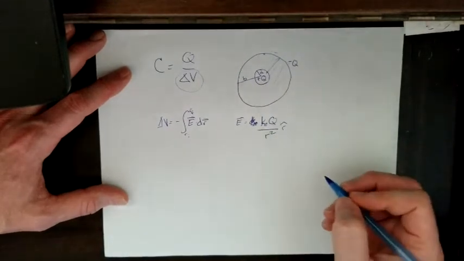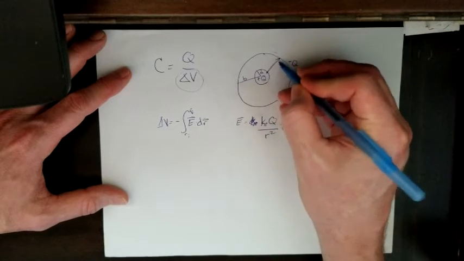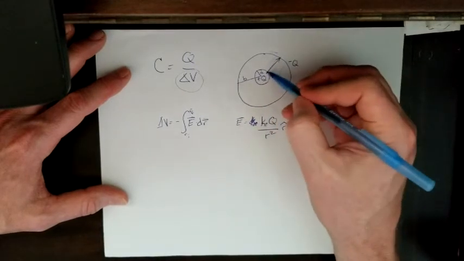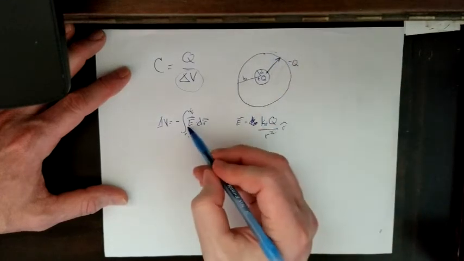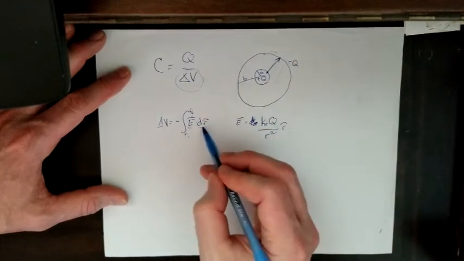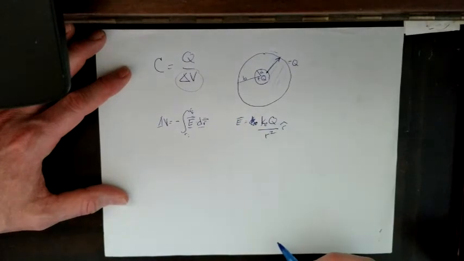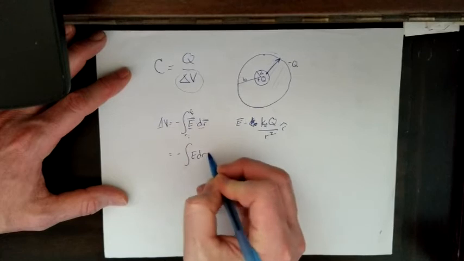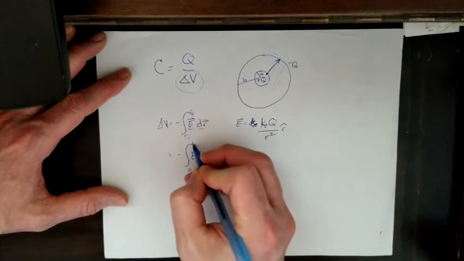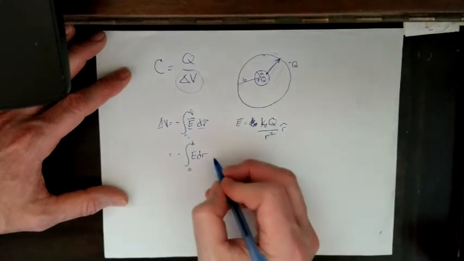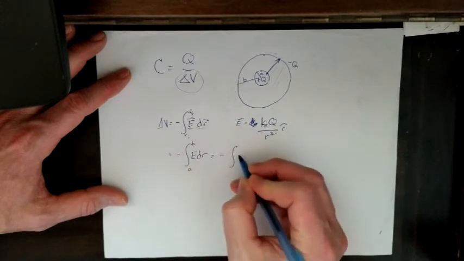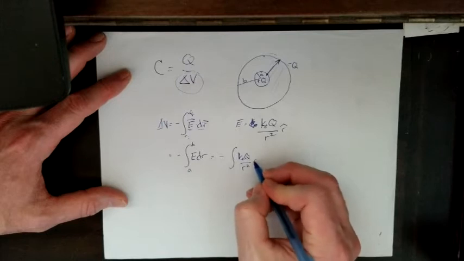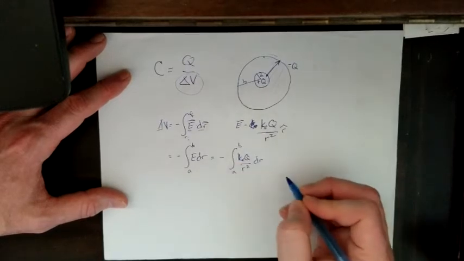Since I'm integrating from here to here, I'm traveling the path from the positive to the negative, from my initial to my final, that I'm going in the same direction as my electric field. These two are in the same direction, and therefore this just becomes negative E dr from A to B, which is negative integral k sub e Q over r squared dr from A to B.